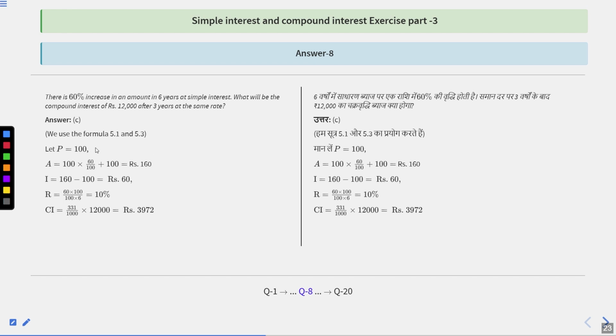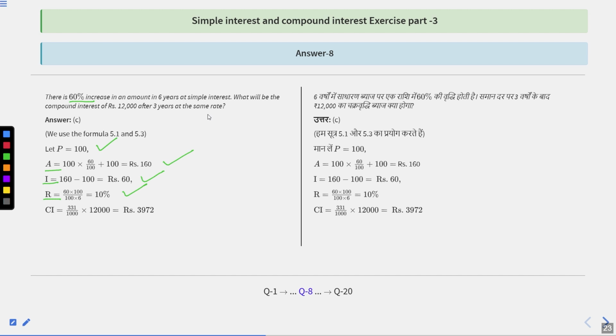Now we let the principal amount P be 100. The question says there is a 60% increase in the amount in 6 years at simple interest. So the amount will become 160 in 6 years. So what will be the interest? Interest will be 60 rupees. So what is the rate of interest? We can easily calculate it: simple interest multiplied by 100 upon 100 into time. So we get the rate of interest, which is 10%.